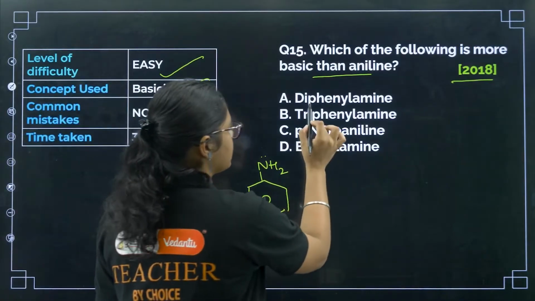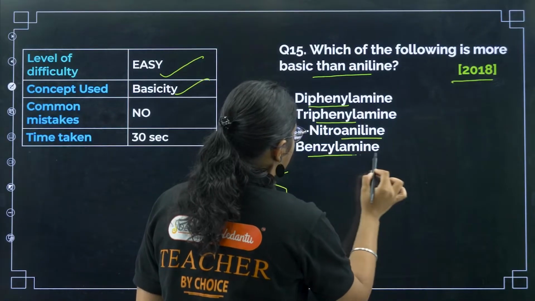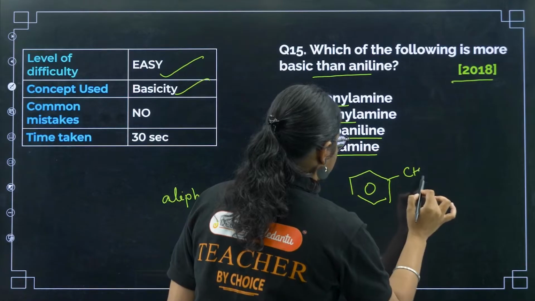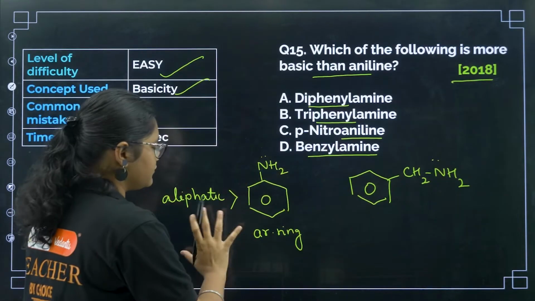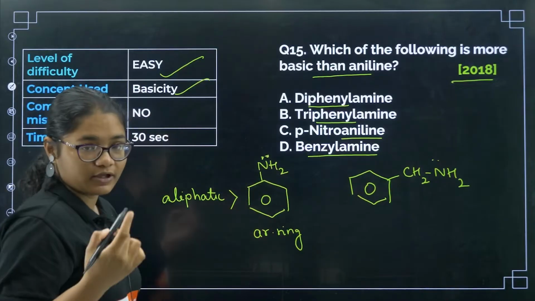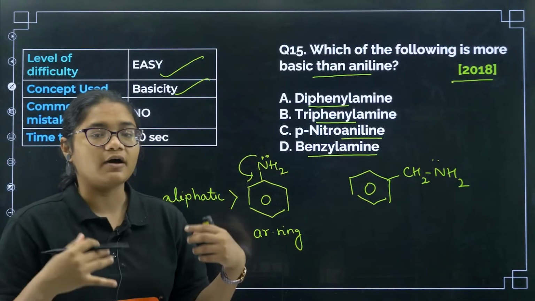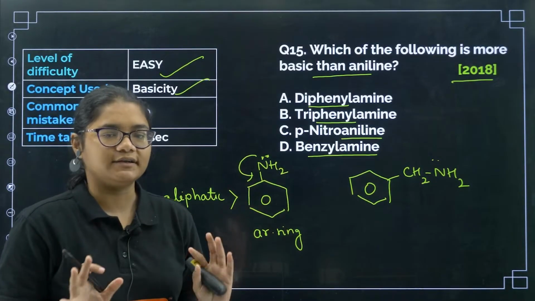So here you see, here it is aromatic, here also aromatic, here also aromatic. But if you see benzylamine, the structure is like this. Now what is the reason for this one? Because here the lone pair of the amino group is involved in resonance, right? So that is why it is not available every time for donation, or its availability is less, so basicity is less.